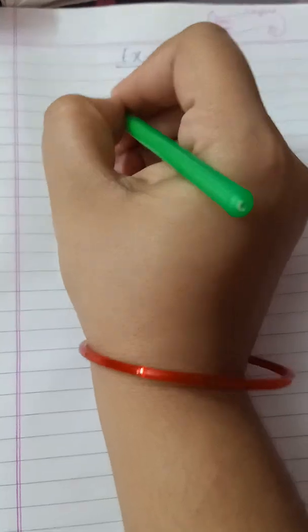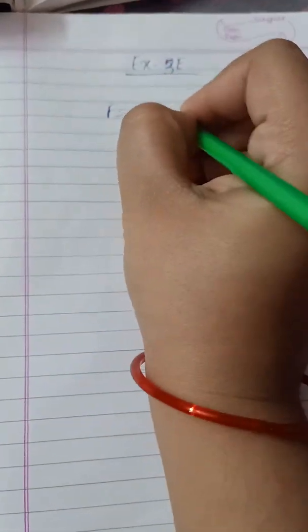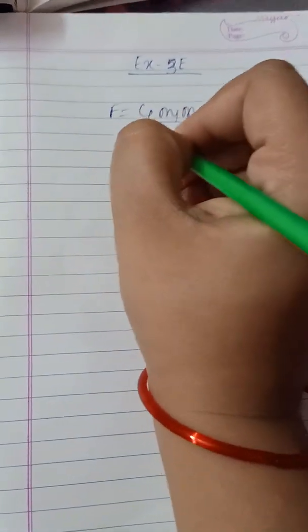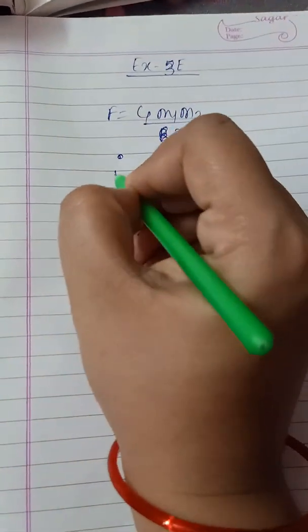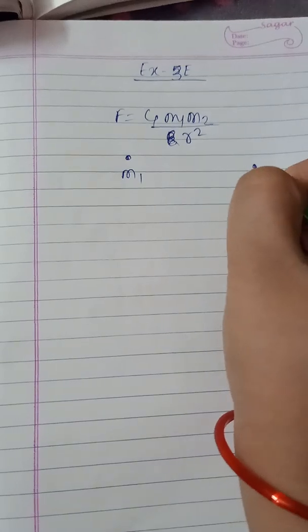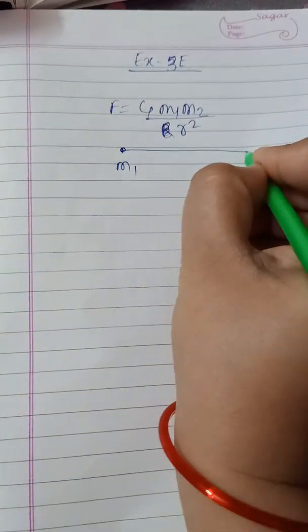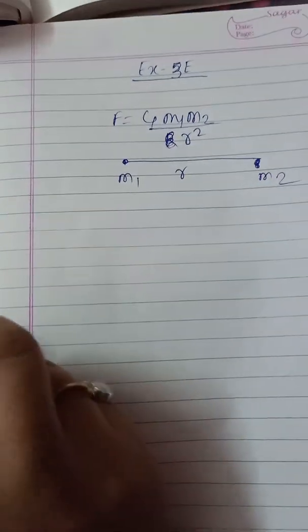Dear students, today I am going to explain the numericals of the E part of chapter 3. But before beginning the numericals, first we'll write the formula. The first formula is F is equal to G m1 m2 by r square, where m1 and m2 are the masses of the two particles and r is the distance between them.